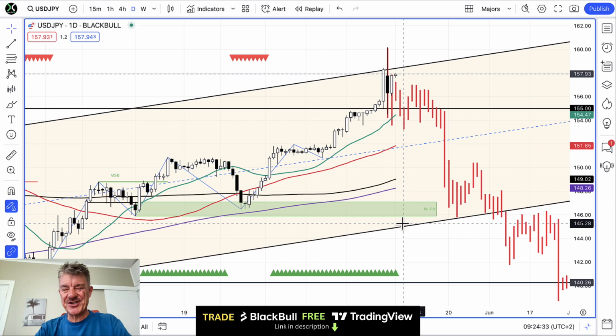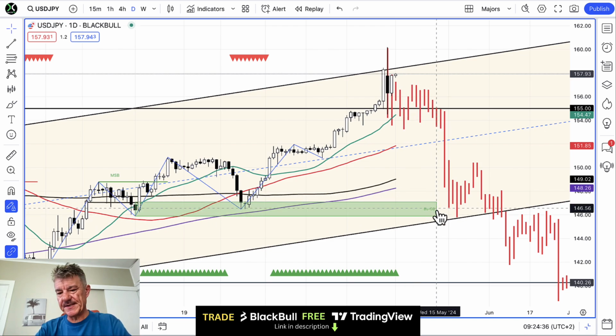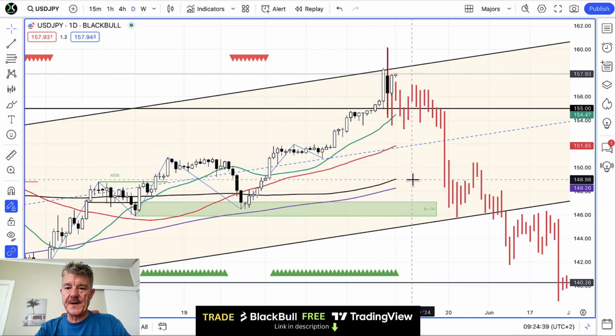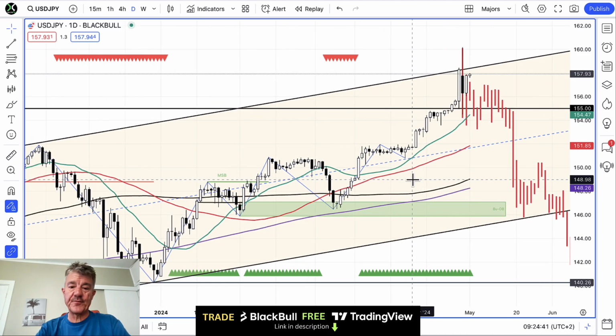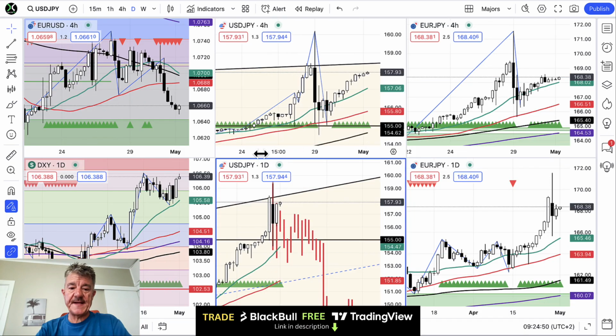So this fractal and this channel I drew completely separately, and it's just a coincidence that this moves down to the bottom of the channel. Remember, these fractals are just rough ideas to give an idea of what could happen and what has happened in the past. So that's the idea on dollar yen.